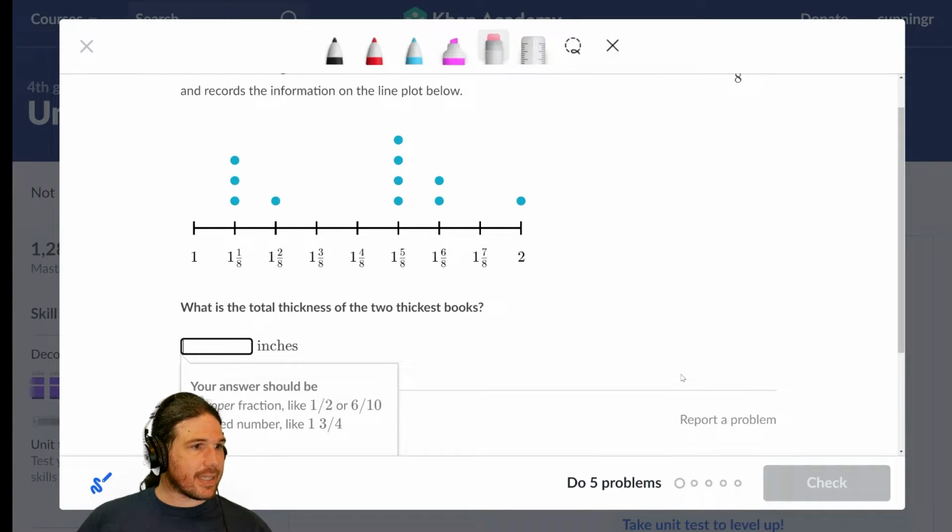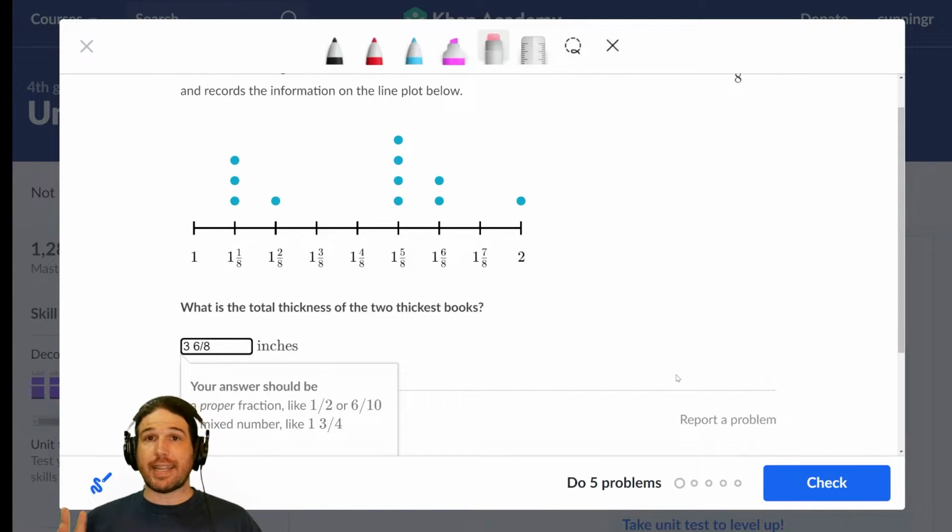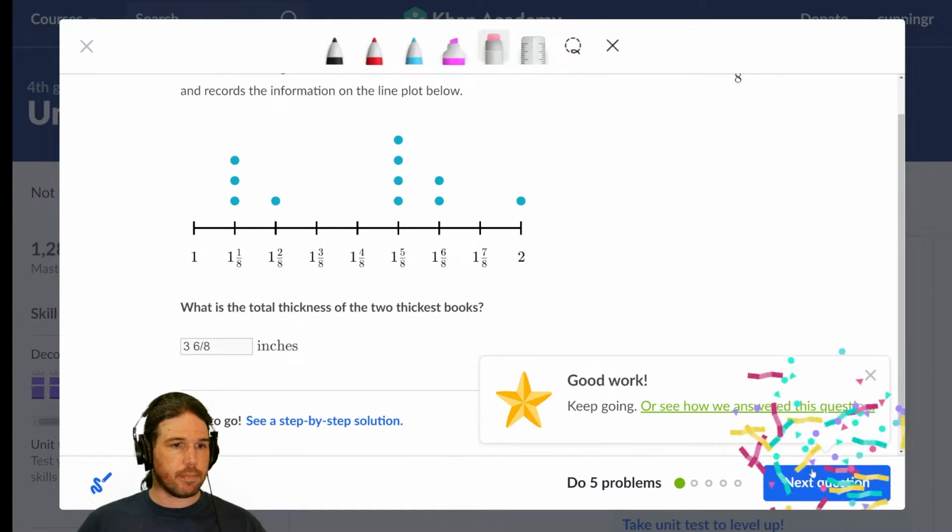All right, well, I see 3 6/8. Now, I'm going to pause for a second here because there are two books of the same thickness. Which one do I use? The answer is it doesn't matter. 2 plus this 1 6/8 will be the same as 2 plus this 1 6/8. Doesn't matter which one you use. Either way, the answer should be 3 6/8 inches.